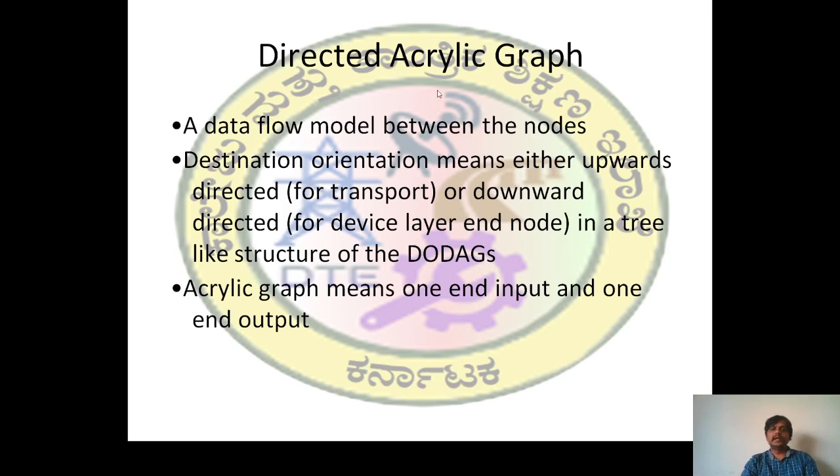Directed acyclic graph, a data flow model, that is between the nodes. Destination orientation means either upwards directed for the transport layer or downward directed for the device layer end nodes in a tree-like structure. Acyclic graph means one end is input and another end is output.